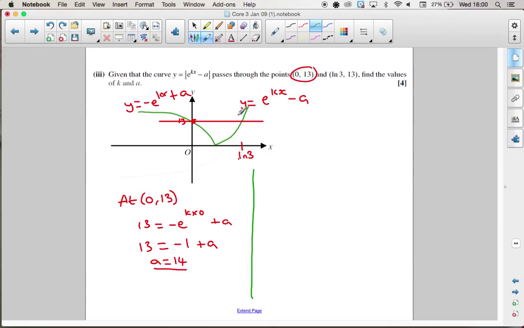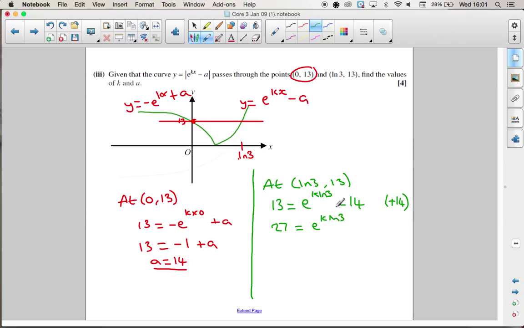The other thing I need to do is work out what k is, and now that we know that a is 14, I'm going to focus on the coordinate (ln 3, 13). So I can now say again that 13 equals, and I'm going to use the positive curve now because we're on that part of the graph, e to the k ln 3, take away 14. So to solve this for k, first thing I'm going to do is add 14 to both sides. That gives me 27 equals e to the k ln 3.